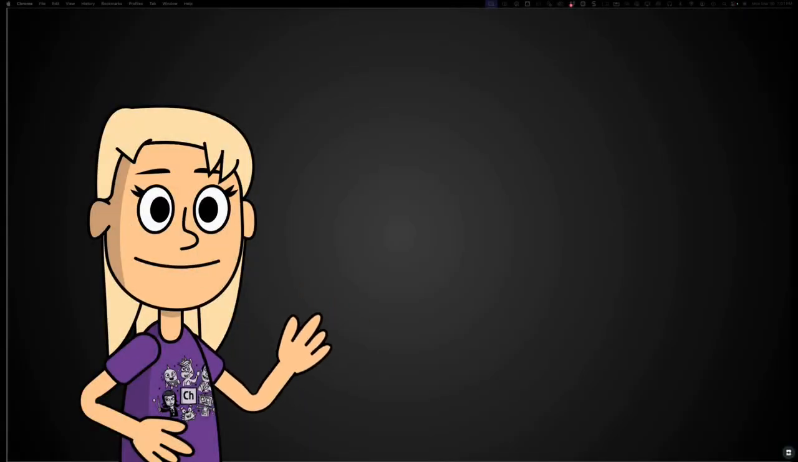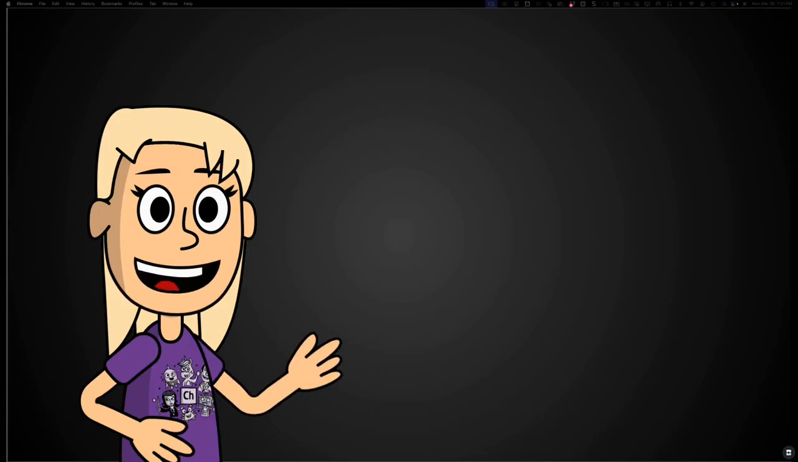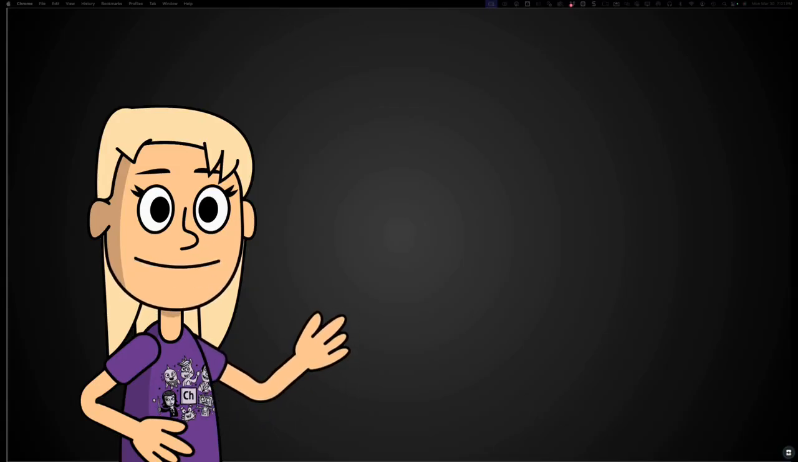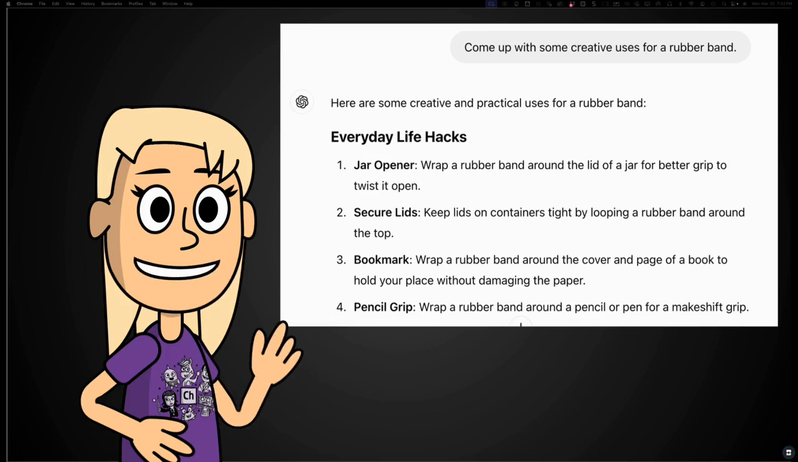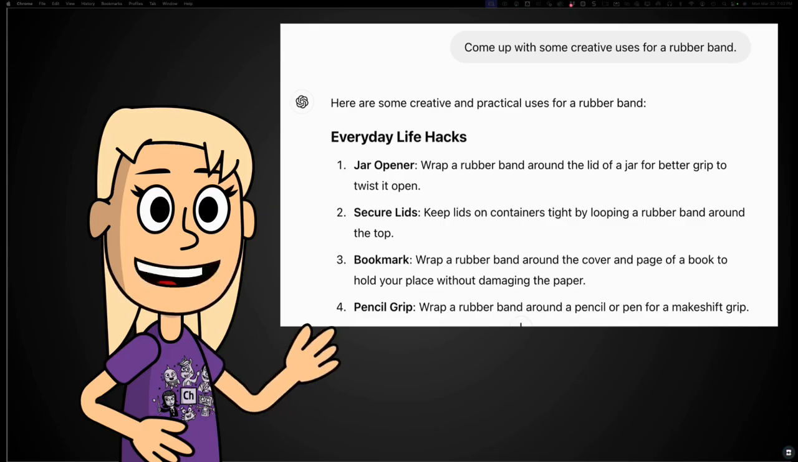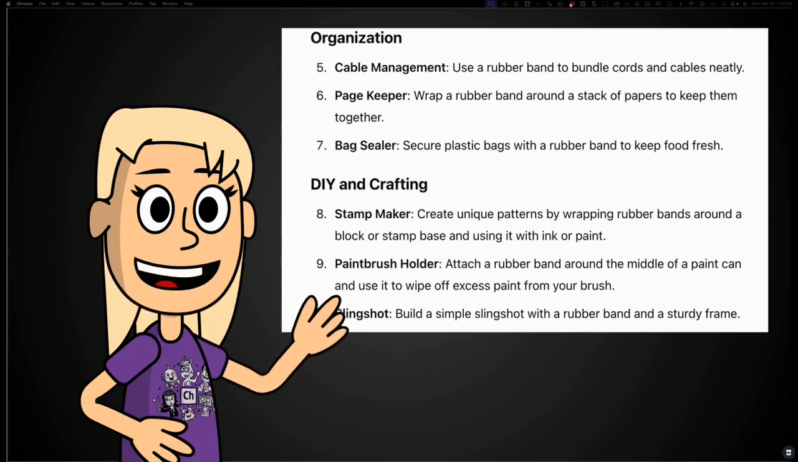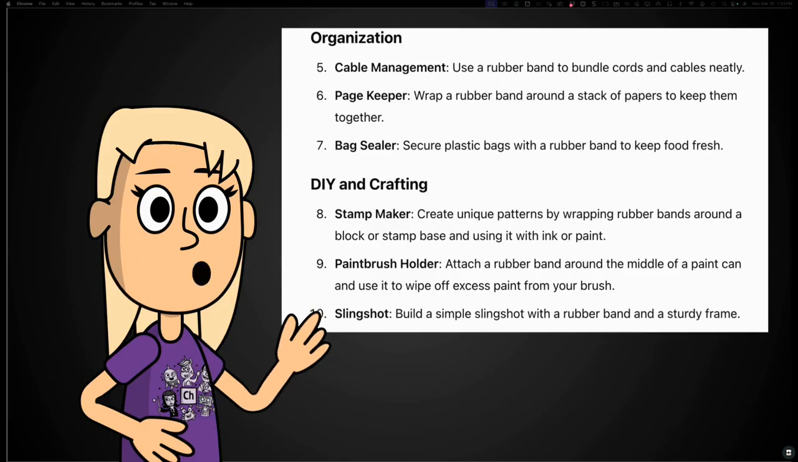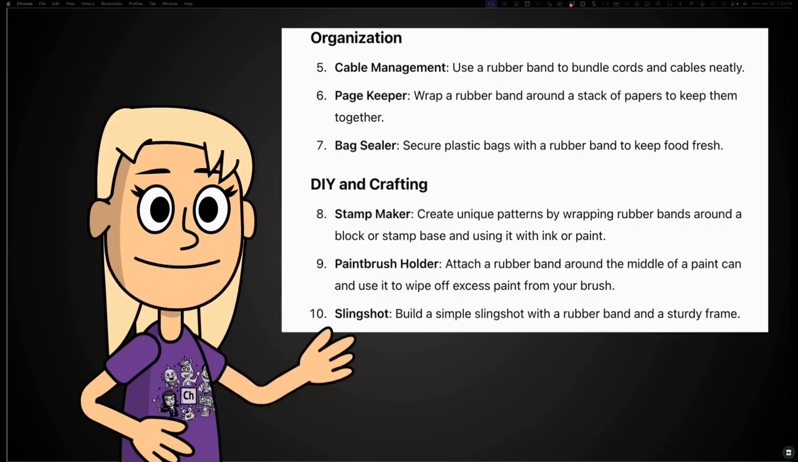Welcome back. Now that you've had a chance to gather your ideas, let's see what an AI suggested. Notice what kinds of ideas it generates. Everyday life hacks, like a jar opener, or secure lids, or a bookmark, or a pencil grip. Organization, like using a rubber band for cable management, or a page keeper, or a bag sealer. And then there's DIY and crafting, like a stamp maker, or a paintbrush holder, or even a slingshot.